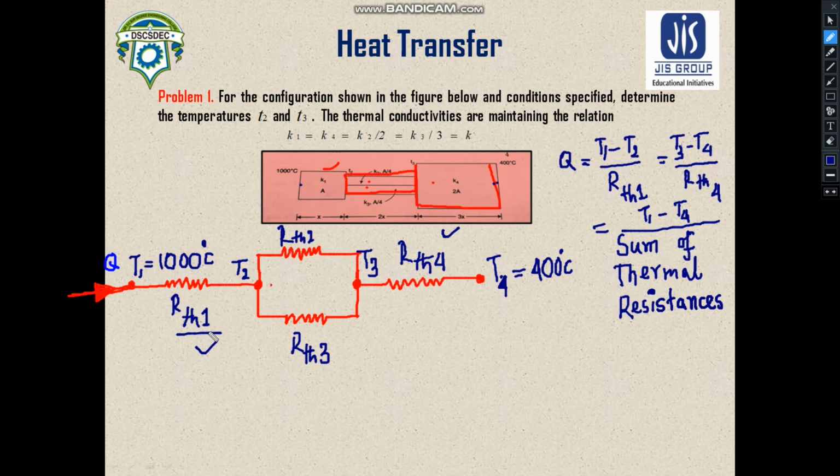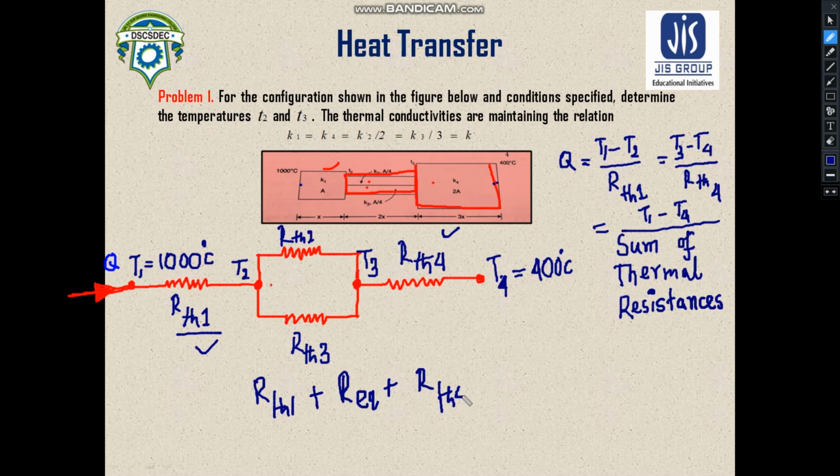Then the total resistance encountered by the heat through its journey from this point to this point would be the summation: RTH1 plus R equivalent. Equivalent is because RTH2 and RTH3 are in a parallel arrangement, so we find an equivalent value for these resistances and then place it in series mode, plus RTH4.